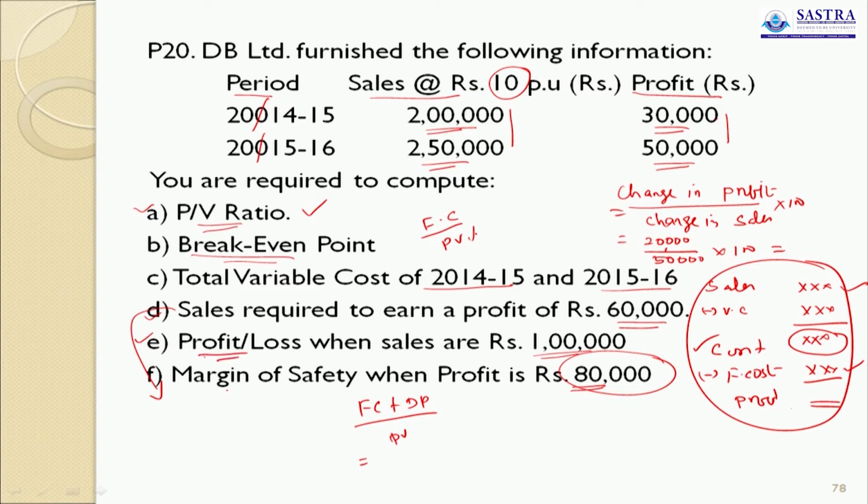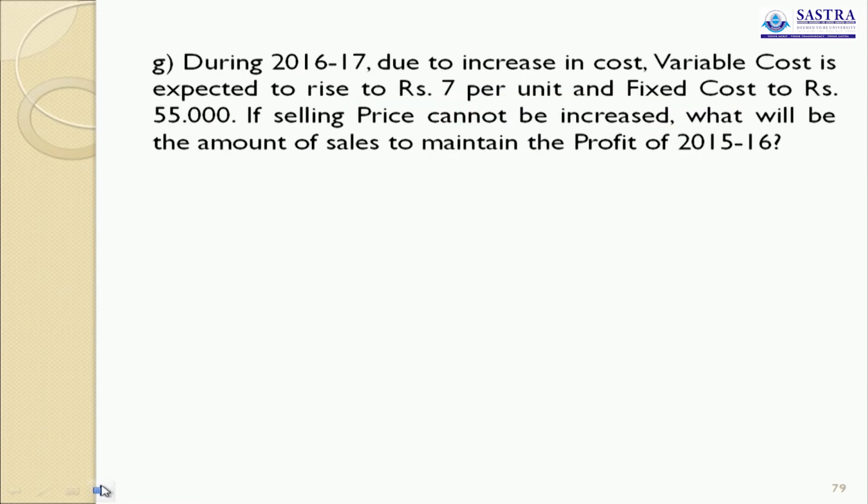Profit. Then margin of safety is calculated as follows: profit divided by PV ratio. PV ratio is available in our hand, profit is given. So, 80,000 divided by PV ratio, the answer will be the margin of safety. So, these are the ways of solving this problem. Now, we will see the answer in detail.